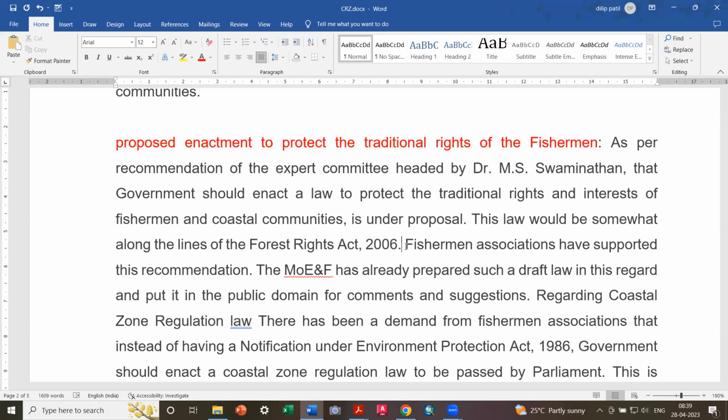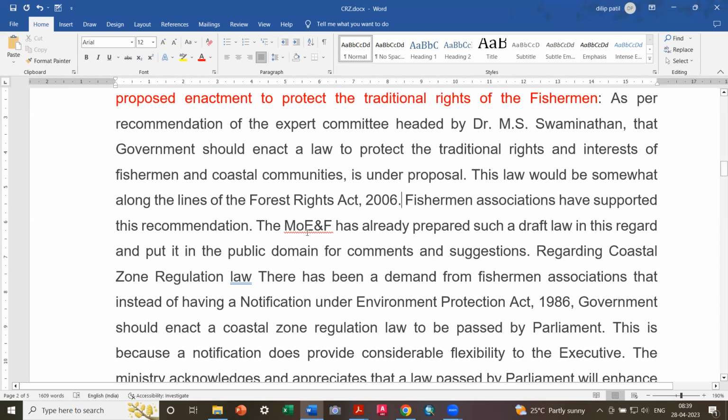Some tribal people can get the benefits of the forest also. So Fishermen Association have supported the recommendation. The Ministry of Environment and Forest has already prepared such a draft law in this regard and put it in the public domain for the comments and suggestions.